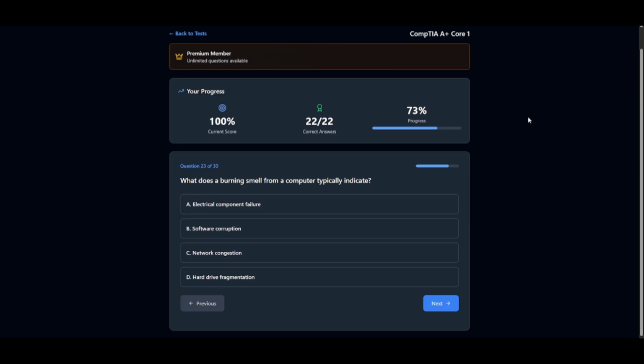Okay, and as common sense would lead us to believe, the answer would be A, an electrical component failure. Of course, there's many corners of life where this would be the same exact advice, so this one's pretty straightforward. Question number 24. What does thermal throttling do when a CPU overheats? Think about it for a moment.